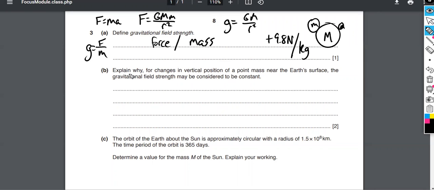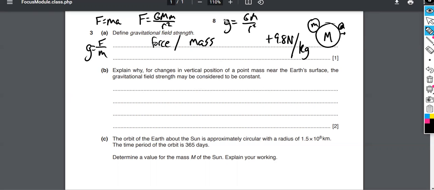The question goes on to read, explain why for changes in vertical position of a point mass near Earth's surface, the gravitational field strength may be considered to be constant. Well, I have greatly exaggerated the size of these masses that would be on the surface of the planet, right? The planet is much more massive than anything that would be on the surface. And the height that you would lift some mass up to is going to be negligible compared to the radius of the Earth itself.